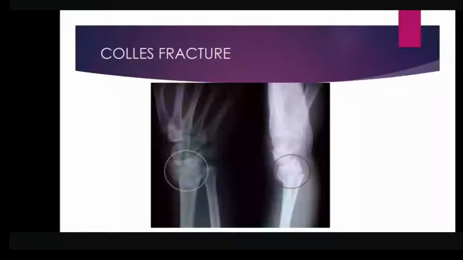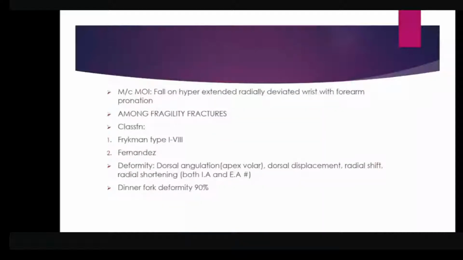Now start with our topic, Colles fracture. It is the most common fracture in OPD practice. Basically, it is a distal radius metaphyseal fracture, approximately 2 centimeters proximal to the articular surface. Now, the mechanism of injury is a hyperextended or radially deviated wrist, basically a fall on an outstretched hand.